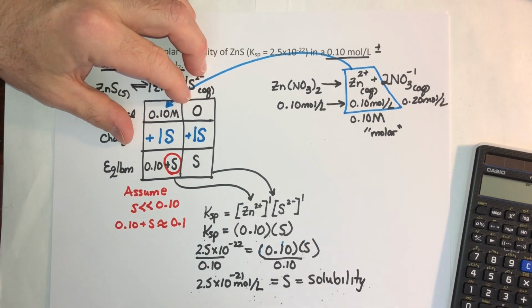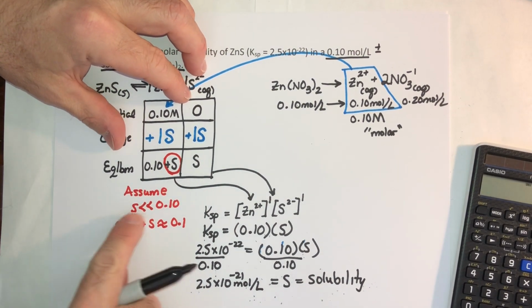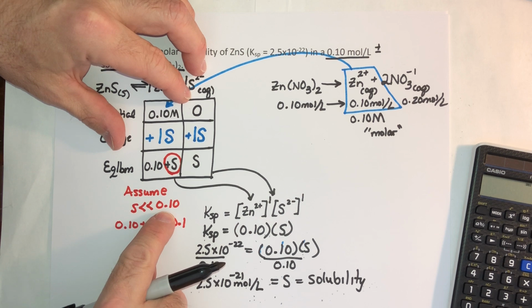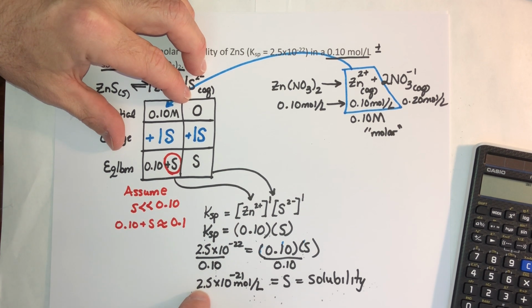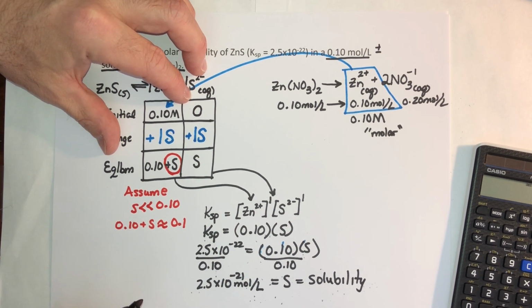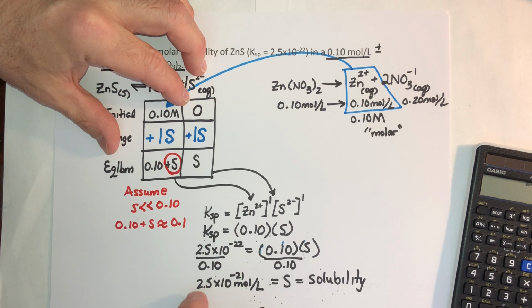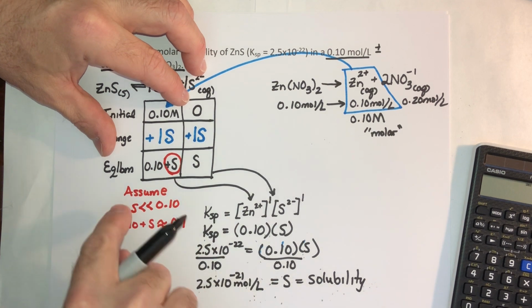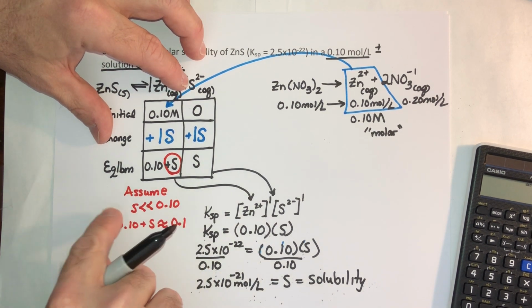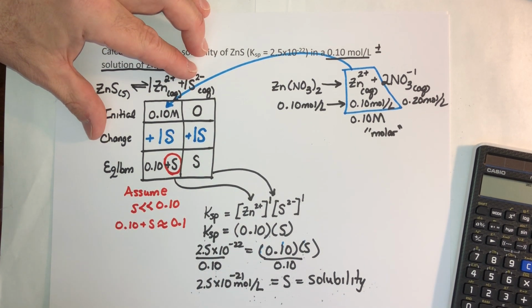I assumed that whatever the value of S was is going to be smaller than 0.1. Is 2.5 times 10 to the minus 21 smaller than 0.1? Yes, it's really small, right? This is 0., then 20 zeros, and then a 2.5. That is so much smaller than the 0.1 that this is an excellent approximation.